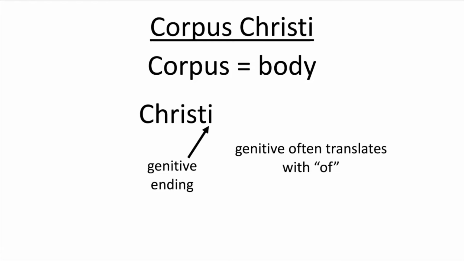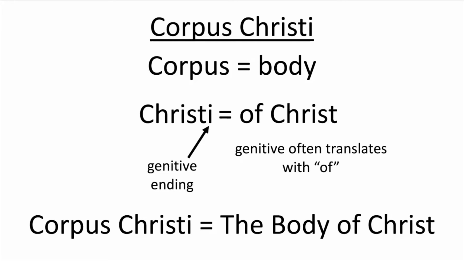The genitive is often translated with the word of. So it's not Christus, just Christ or the Christ. It's Christi, of Christ. So Corpus Christi is the body of Christ. And please note that we added the word the in there because the doesn't exist in Latin. There are no articles in Latin, so we have to insert that when we're translating into English. Okay, so that was just a little intro. Now let's actually get into some of the verses from the readings.